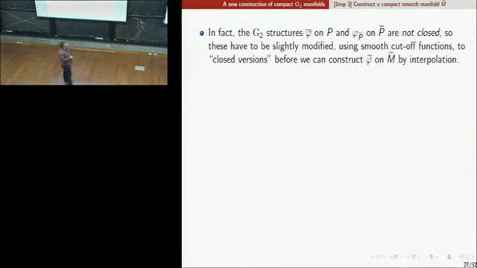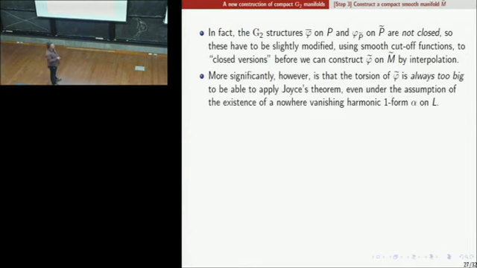It turns out these G2 structures are not closed, so you have to slightly modify them to get closed versions. That's easy to do. But more significantly, as I said, the torsion is always too big, even when alpha is a harmonic one-form, which is a strong assumption. It's still too big, the torsion, to apply Dominic's theorem.